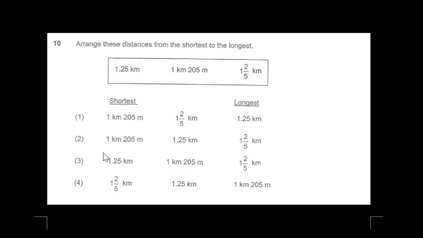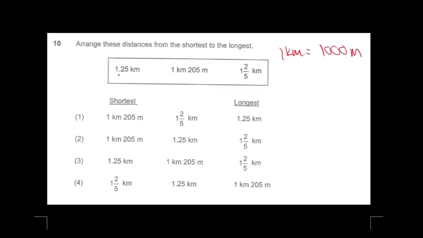Okay, in question number 10, it asks you to arrange the distances from the shortest to the longest. Basically they give you decimals, they give you in terms of 1 kilometer and 205 meters, and 1 and 2 over 5 kilometers. So this is to see whether you are able to convert them to a common unit. So 1 kilometer is equal to 1000 meters.